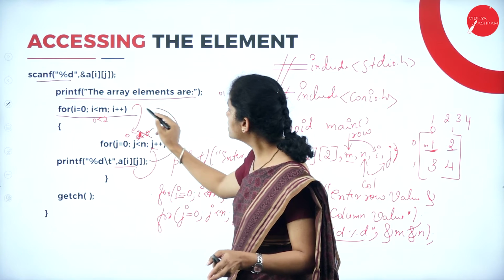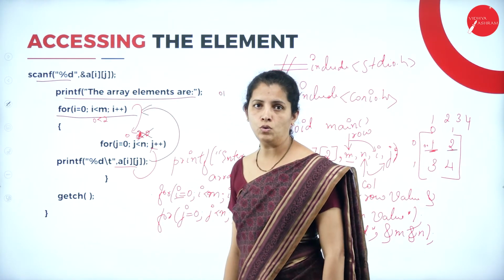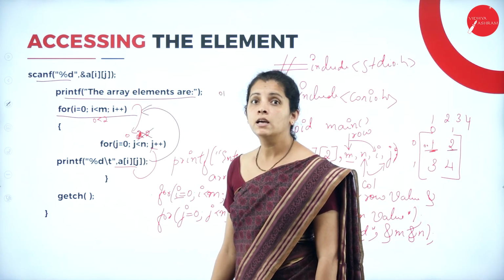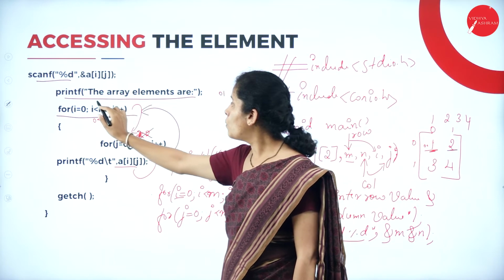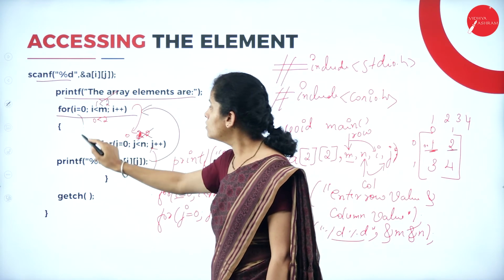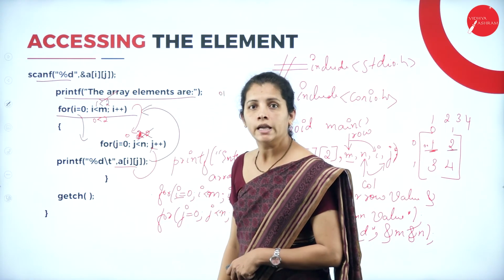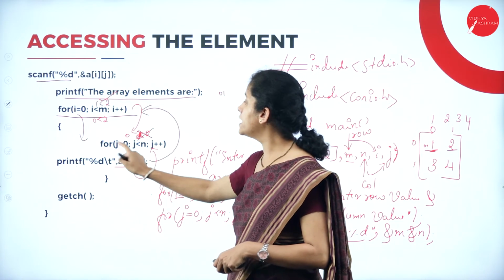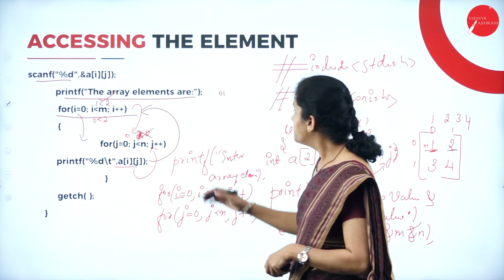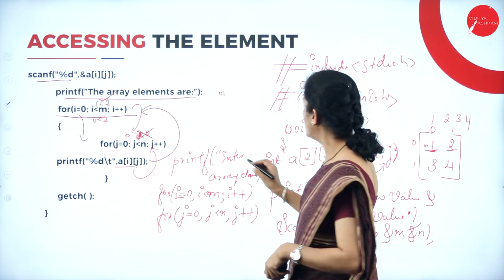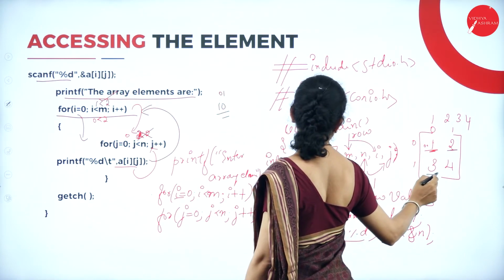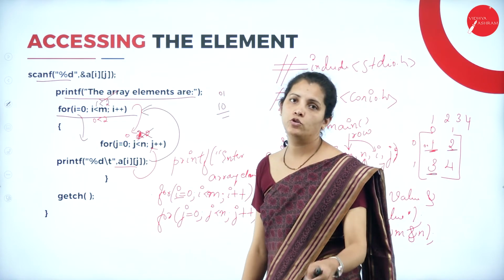Now the control is transferred to the outer for loop. Now in the outer for loop, i is going to be incremented by 1. Now i is 1. 1 less than 2. It is true. So the control comes into the inner for loop. Now j is 0. 0 less than 2. It is true. So now what do I want to print? At the location 1, 0, what is present? That is 3. So I'm going to print 3.